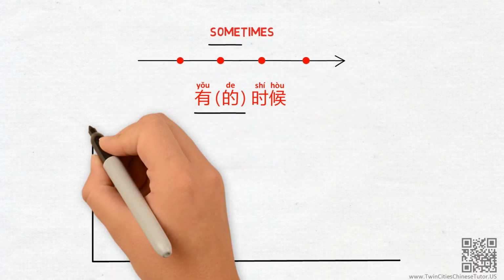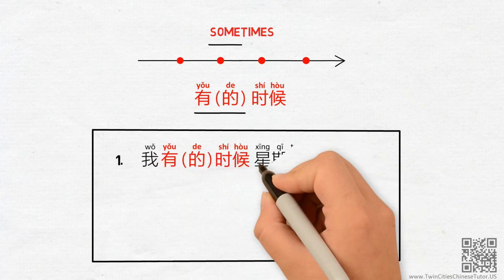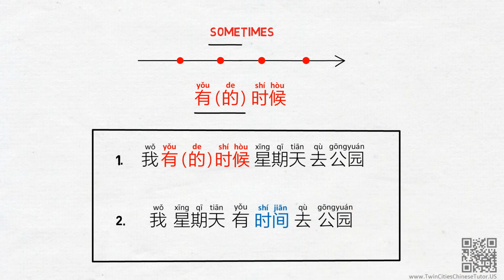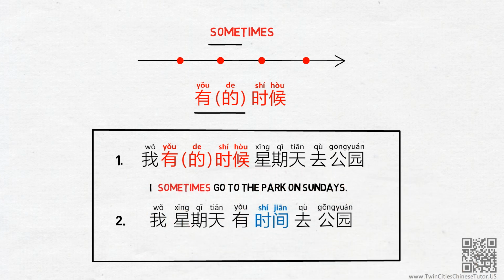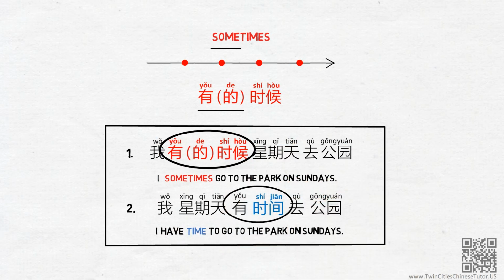Okay, now let me give you a challenge. What would the following sentences mean in English? 1. 我有的时候星期天去公园. 2. 我星期天有时间去公园. Pause the video if you want to solve them yourself. Okay, here are the answers. The first sentence means, I sometimes go to the park on Sundays. And the second sentence means, I have time to go to the park on Sundays. 有时候 and 有时间 are totally different concepts when we translate them.